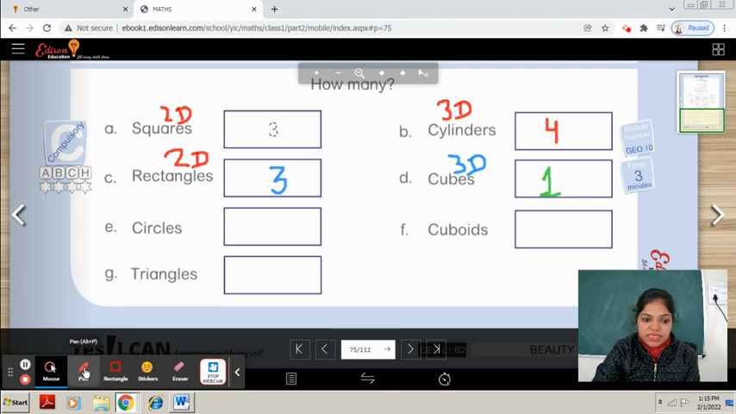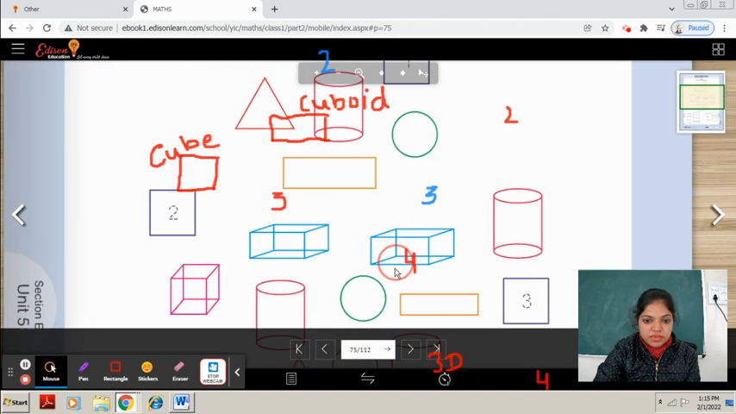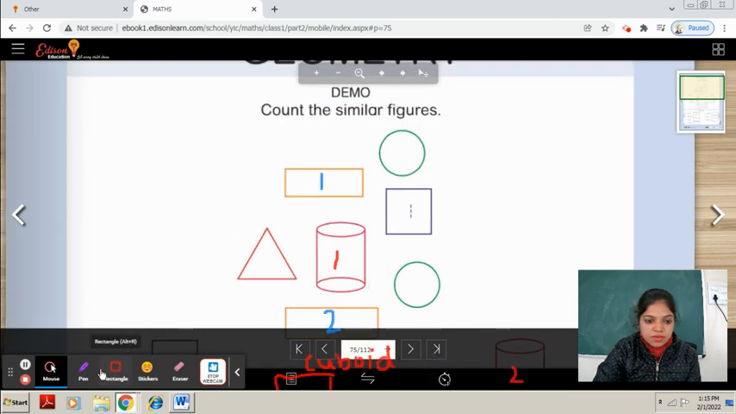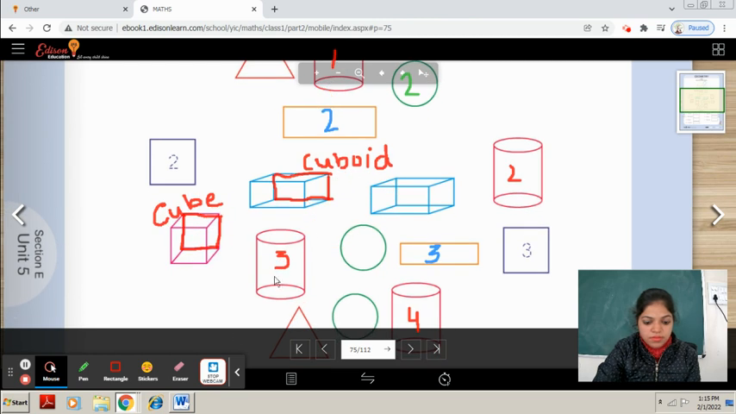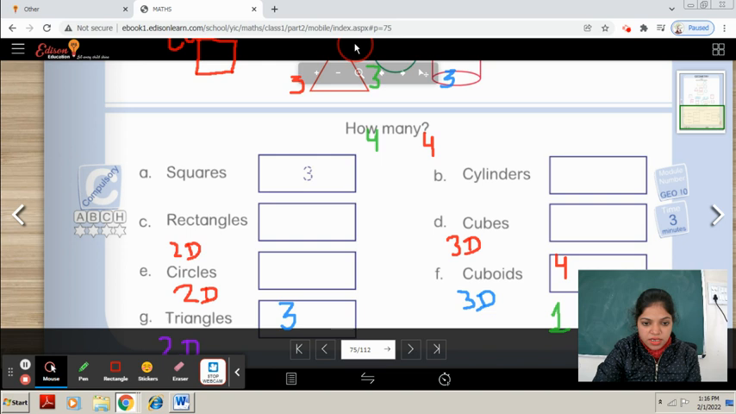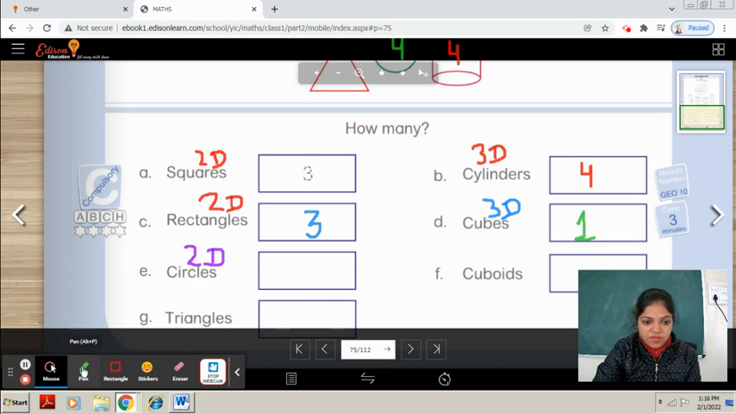Circles. Now circle is a 2D shape. Yes, so we will write 2D. Now we will count the number of circles. 1, 2, 3 and 4. There are 4 circles. Okay, so we will write 4.